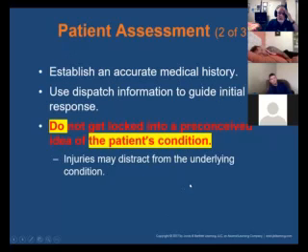Need to get an accurate medical history, dispatch information. Don't try to say information and look at the word response at the same time. Dispatch information can give you a good general idea of what you might be dealing with. Sometimes the caller does not convey the proper information. Sometimes the dispatcher does not properly interpret the information provided.